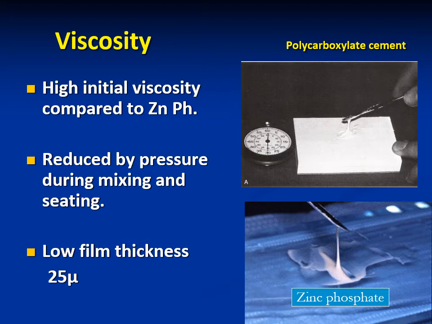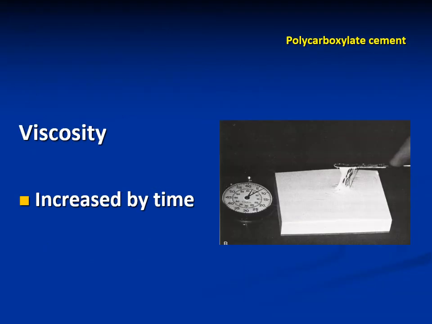The proper viscosity for cementation for the polycarboxylate cements can be tested by drawing the spatula. The cement will draw with the spatula for about an inch and then draw back under its own weight. And the viscosity is increased by time.